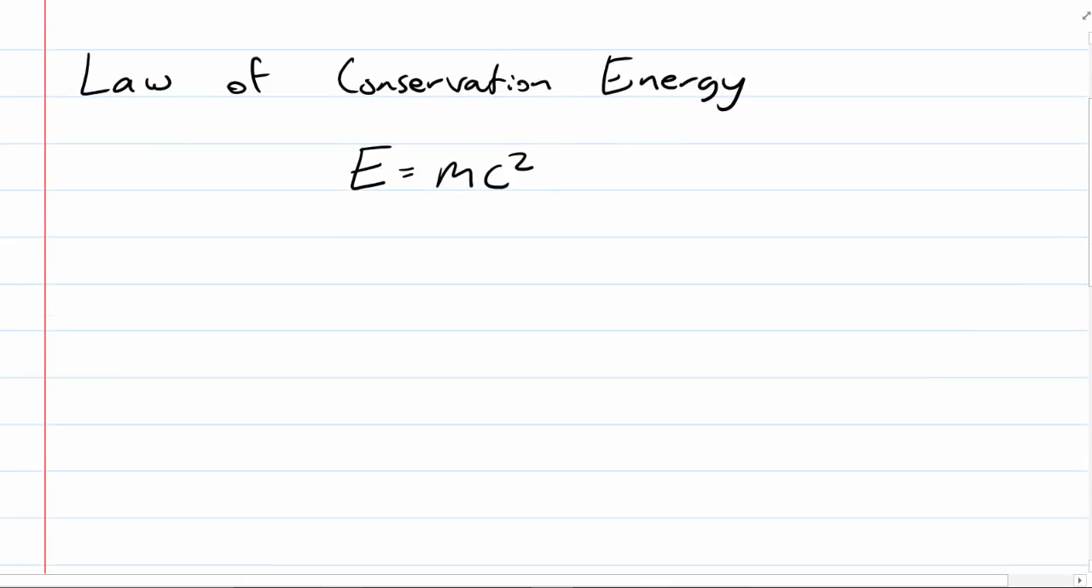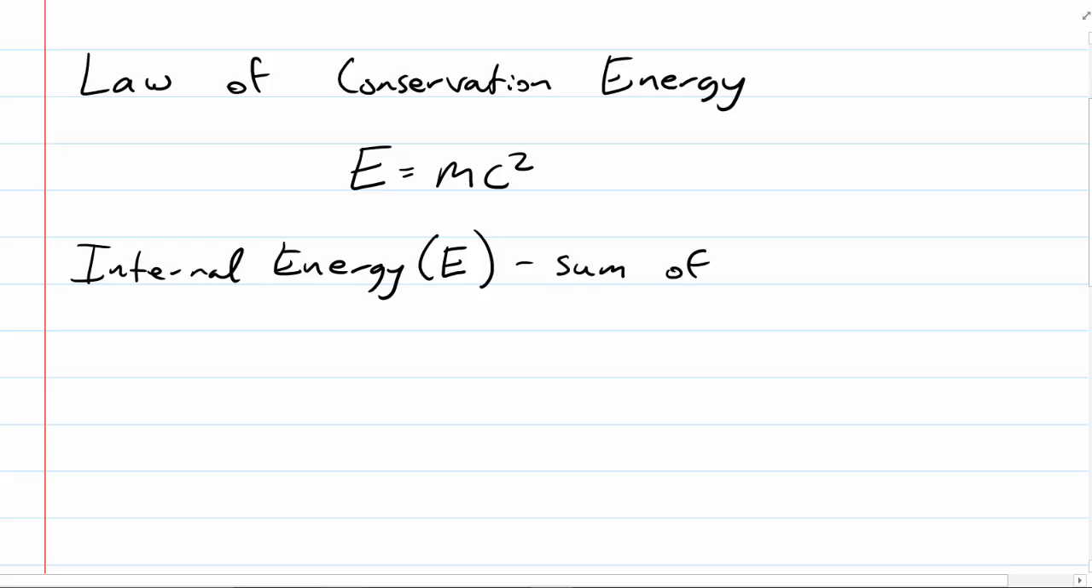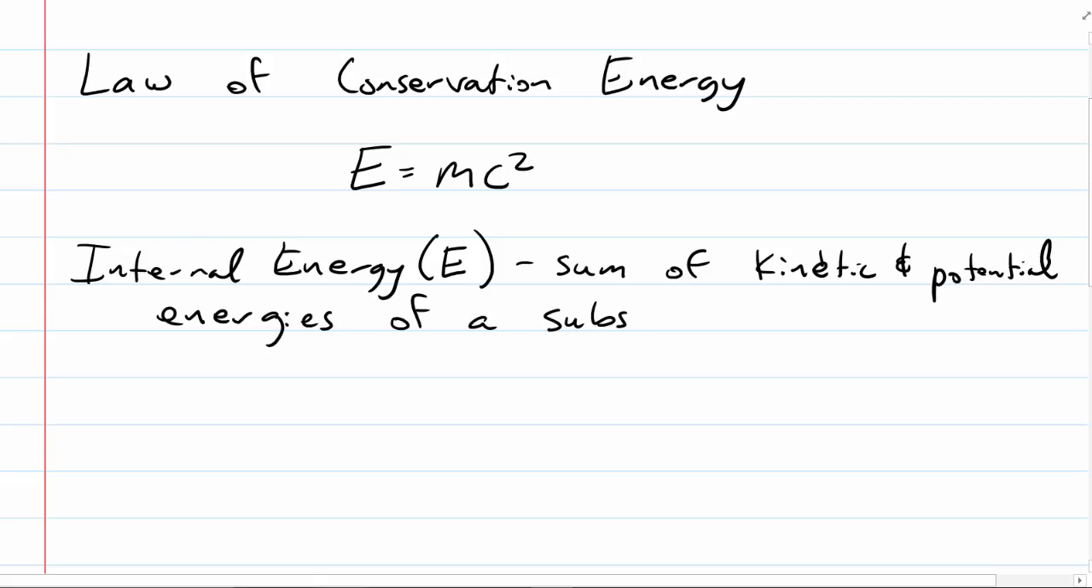Now, a term that we're going to be using a whole lot in here is a term called internal energy. And we label internal energy with the letter E. And we define the internal energy as being the sum of the kinetic and potential energies of a substance. We say that the internal energy E is both of these things.